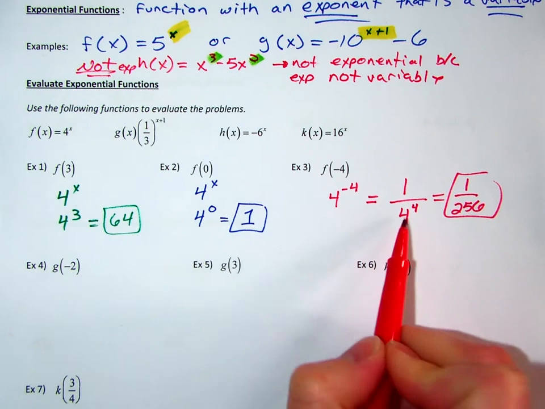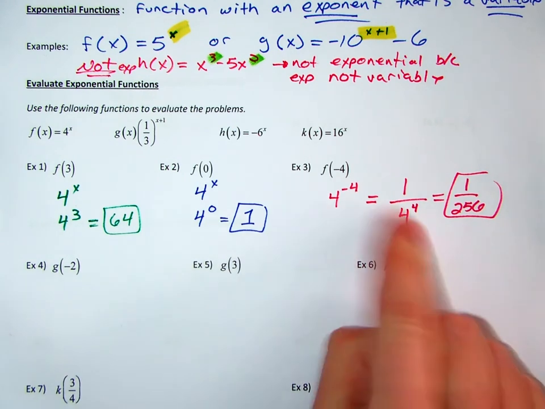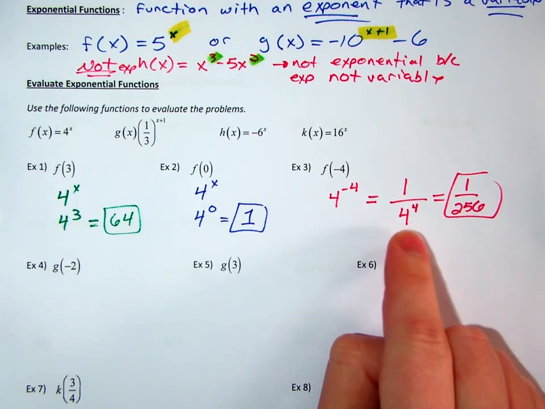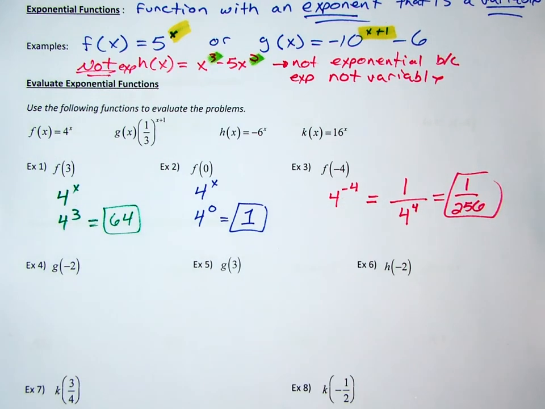This negative will be very important as we move forward tomorrow with exponential functions and trying to make them equivalent. So you're really going to have to remember this fraction thing. If I want to get rid of a negative exponent, I have to make it into a fraction. If I want to get rid of a fraction, we would do the opposite and make it into a negative exponent. Okay, next one, g of negative 2.